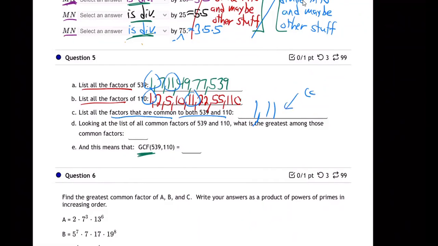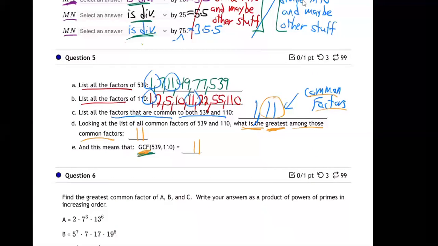Those are their common factors, right? They share those. 1 goes into both those numbers, 1 goes into all the numbers, and 11 goes into both those numbers. They both share the common factors of 1 and 11. And now, for basically the last question, looking at the list, what is the greatest among the common factors? Well, clearly the 11. 11 is greater than 1. So that's the answer here.